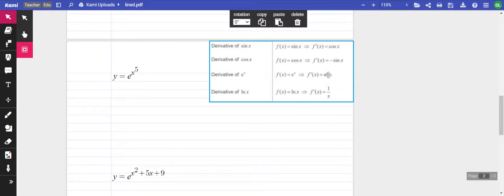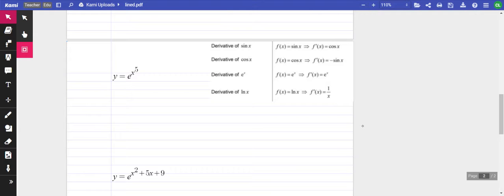But again, as soon as we have something other than x in our exponent, similar to if we have something other than x in our trigonometric functions, we need to use the chain rule. Chain rule to deal with the e function, and then to deal with whatever is in our power.